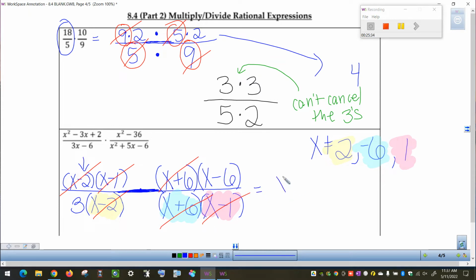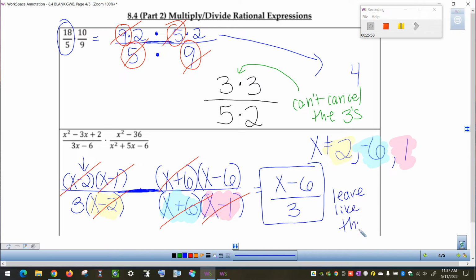The only thing we're left with here is x minus 6 divided by 3. There's nothing else that we can do to simplify that fraction. Do not try to do negative 6 divided by 3. We can't do anything with that because we have that x with that minus sign out in front. So just leave the answer just like this. The multiplication is not too much more difficult. It's really just looking at one giant simplifying problem.